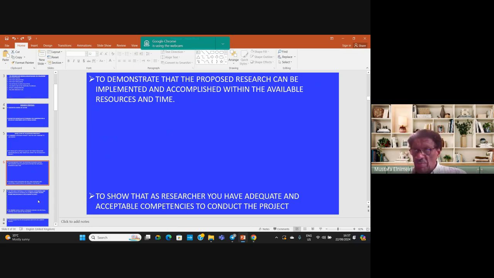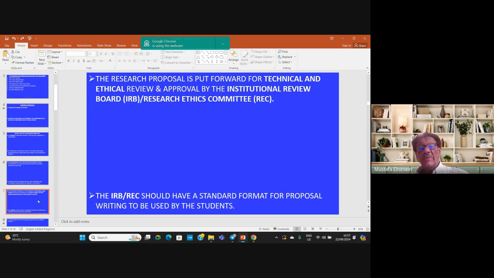is requested to submit the CV so that the concerned bodies, whether the technical review committee or the ethical review committee, make sure that you have the adequate expertise to conduct the research. In addition, the research proposal is put forward for technical and ethical review and approval by the Institution Review Board or the Research Ethics Committee.